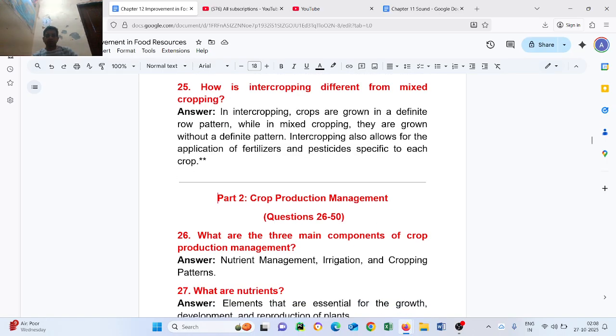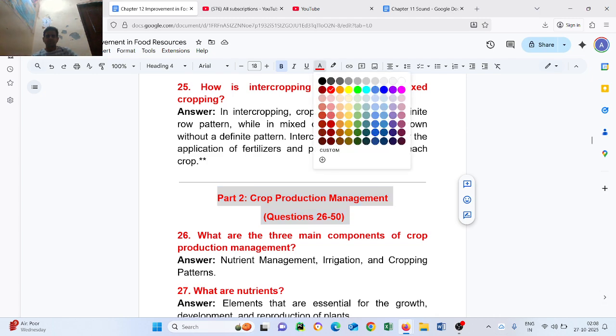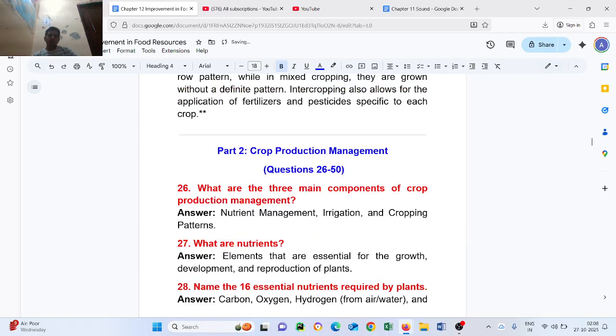Now part 2, crop production management, question number 26 to 50. Question number 26. What are the three main components of crop production management? Nutrient management, irrigation and cropping pattern.